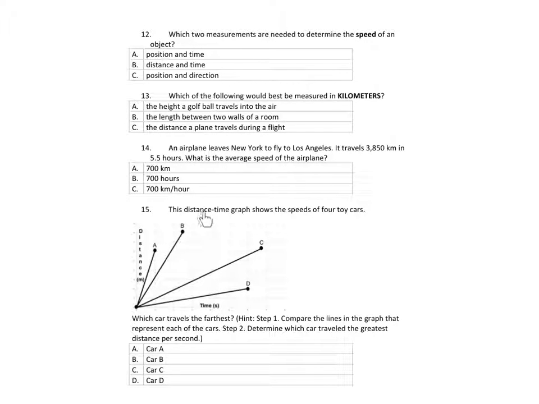Number 15. This distance-time graph shows the speed of 4 toy cars. Which car travels the farthest? Hint: Step 1, compare the lines in the graph that represent each of the cars. Step 2, determine which car travels the greatest distance per second. A. Car A. B. Car B. C. Car C. D. Car D.